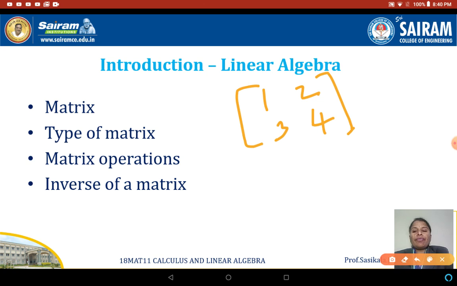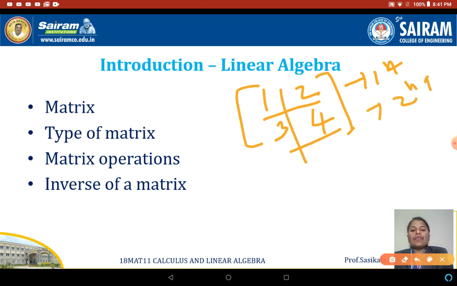Generally we call 1, 2, 3, 4 the elements of this matrix. We say 1 and 2 is the first row and 3 and 4 is the second row, isn't it? Similarly, 1 and 3 is the first column and 2 and 4 is the second column. Usually the order of a matrix is nothing but the number of rows and the number of columns. We denote the number of rows by small m and the number of columns by small n. So m cross n is the order of the matrix.